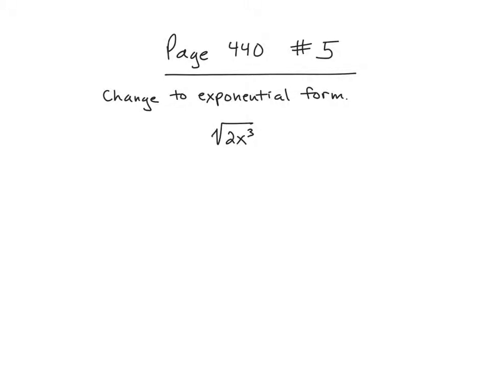This is page 440, number 5. Change to exponential form. If I have a radical that needs to be changed to exponential form, the first thing I need to do is check and decide what radical it is. This is a square root, and I know that because there is no index here. If there was a 3 or a 4 or a 5, that's what I would use for my index, and that's what I would use for the denominator of my exponent.